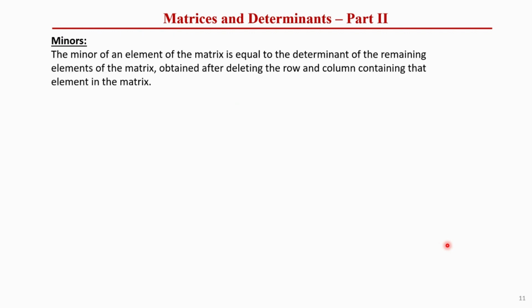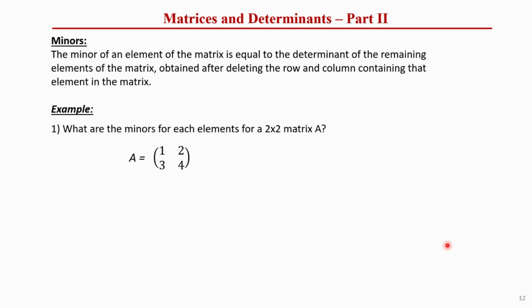Okay, so now let's talk about minors. The minor of an element of the matrix is equal to the determinant of the remaining elements of the matrix obtained after deleting the row and column containing that element in the matrix. Well, that's too much, right? So let's take a look at some examples and be clear about it.